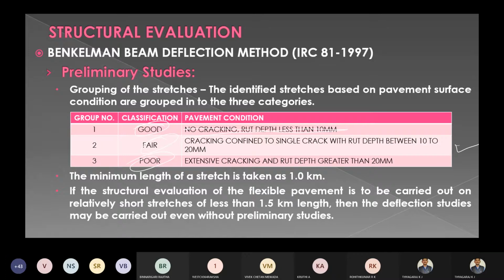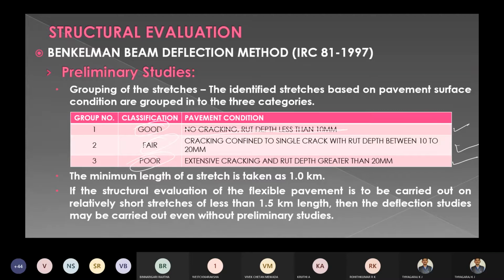In the exam, if they ask you to explain the pavement condition survey for the BBD studies, you have to write this tabular column. Without this tabular column, the marks will not be allotted. So when there is no cracking and the rut depth is less than 10 mm, we can say the road is good. If the cracking is confined to a single crack with rut depth 10 to 20 mm, the road is fair. Then a poor road has extensive cracking and rut depth greater than 20 mm.